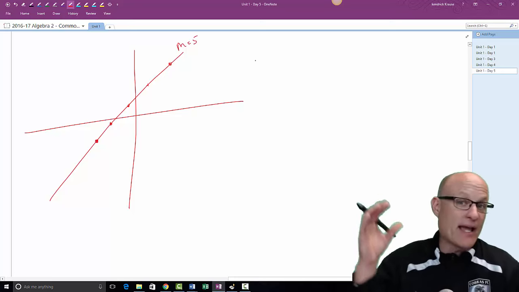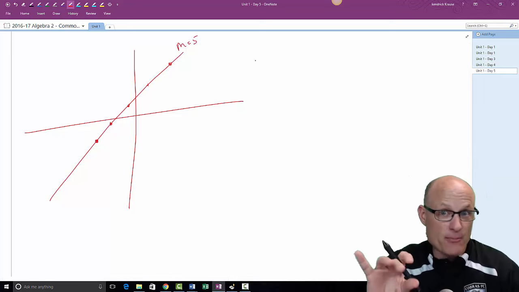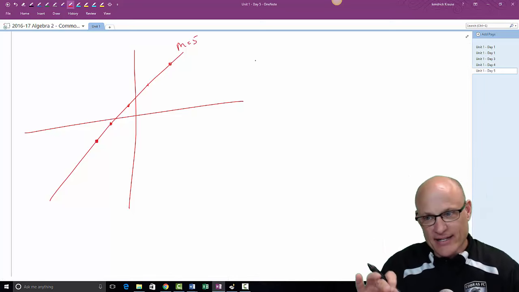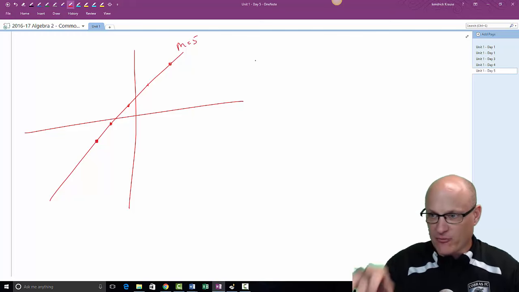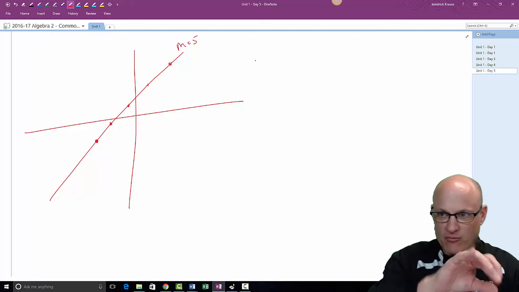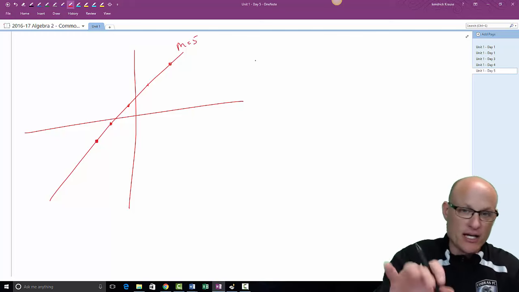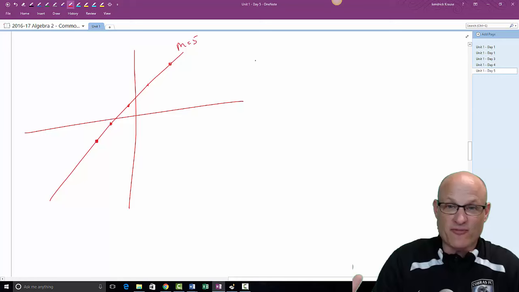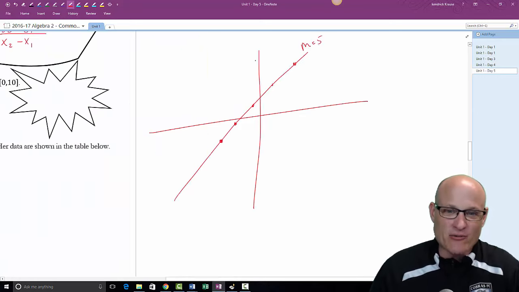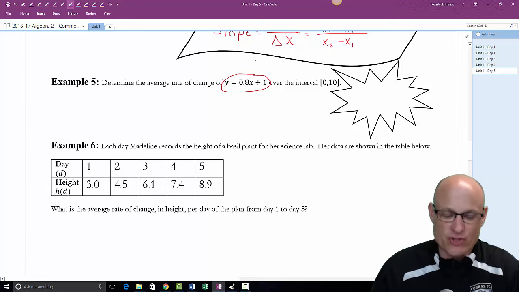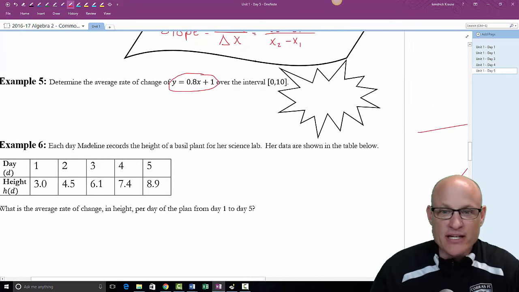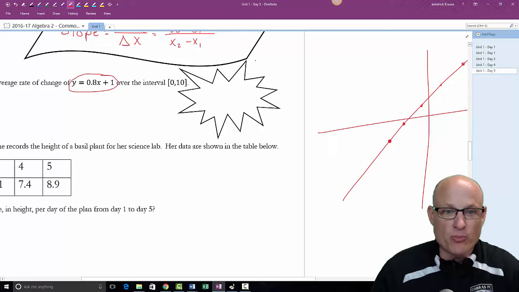So then I take my average: I add them all up and divide by how many I got. If you add 5 plus 5 plus 5 and just keep adding 5s up and then divide by how many 5s you added up, you'd end up with 5. So for a linear function, the average rate of change is just the slope.